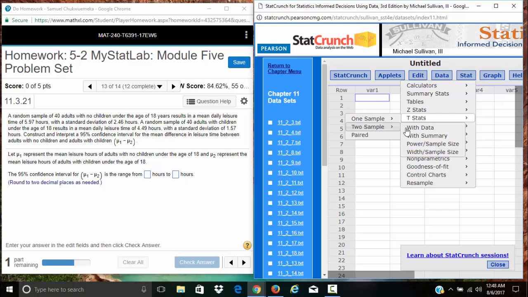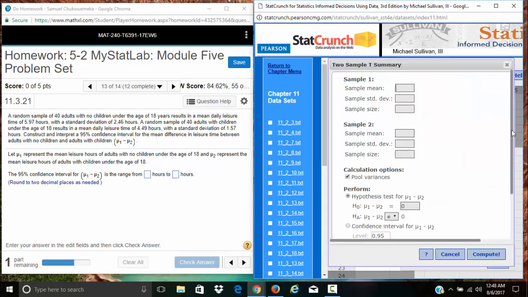T-stats, two sample with summary. So first sample is with no children. Mean is 5.97, standard deviation is 2.46, and the sample size is 40. Second sample mean is 4.49, standard deviation is 1.57, sample size is 40.